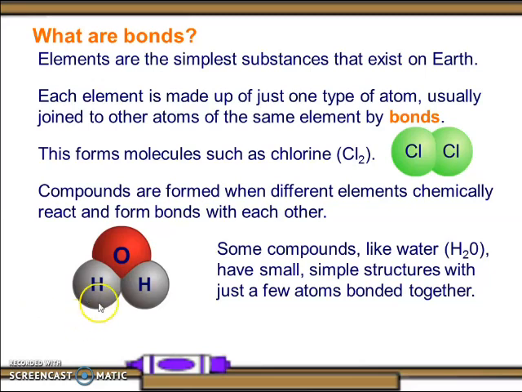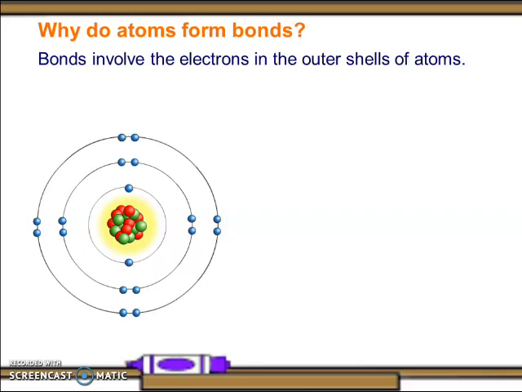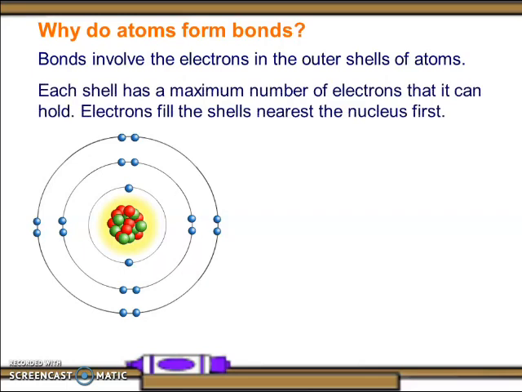Some compounds, like water, have small simple structures with just a few atoms bonded together. Other compounds, like DNA, have large complex structures containing thousands or even millions of bonded atoms. Why do atoms form bonds? The basic answer is that atoms are trying to reach the most stable state that they can.